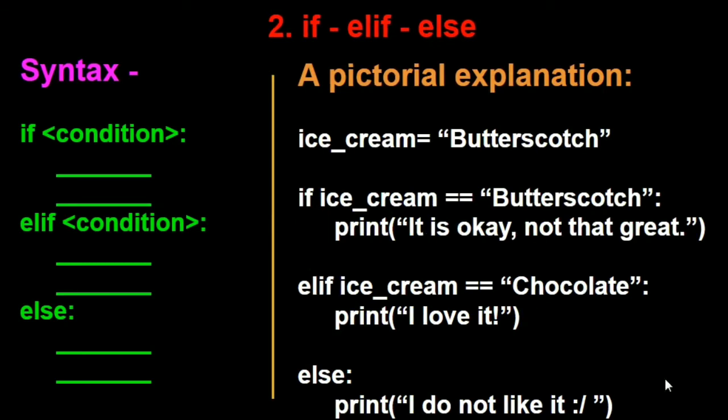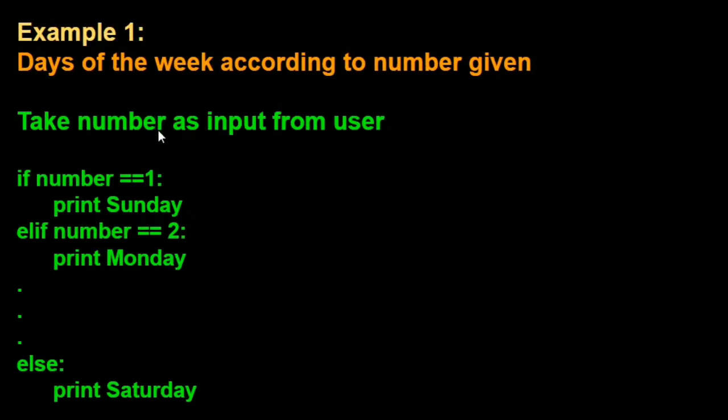Okay, so let's look into an example. We shall run this on Eclipse and see what outputs we get. What we want to do is we shall take a number input from the user ranging from 1 to 7, and we shall print the day of the week accordingly. So for example, if number is equal to 1, then we shall print Sunday, number is 2, then Monday. Otherwise we shall directly print Saturday. Let's try this now.